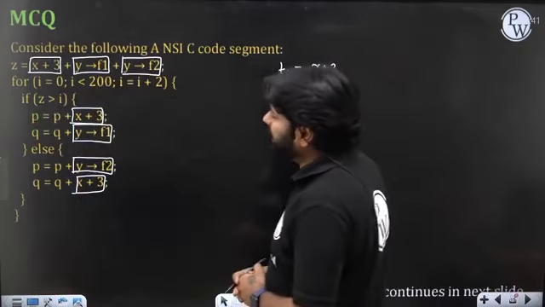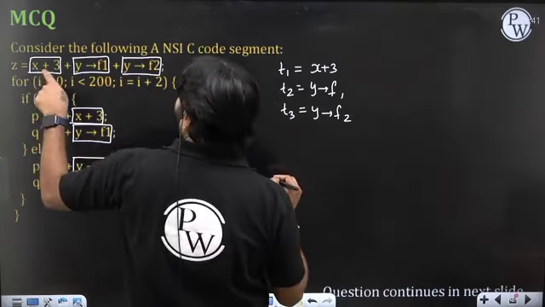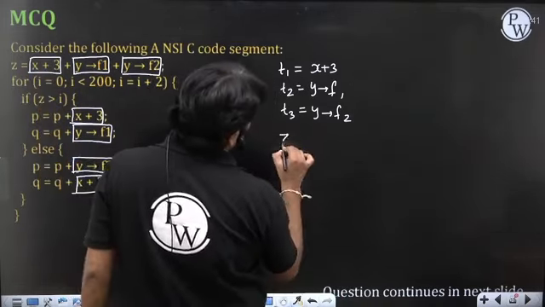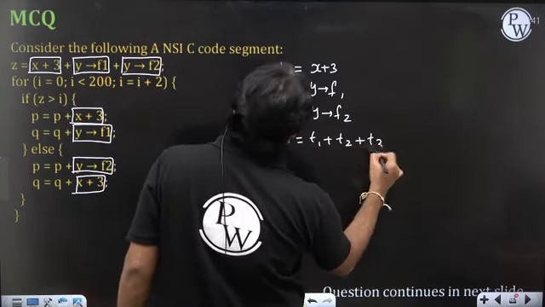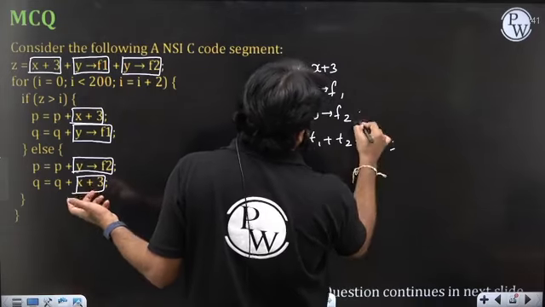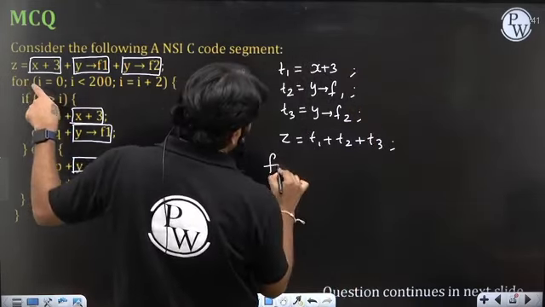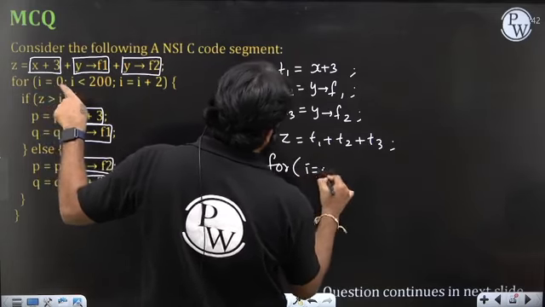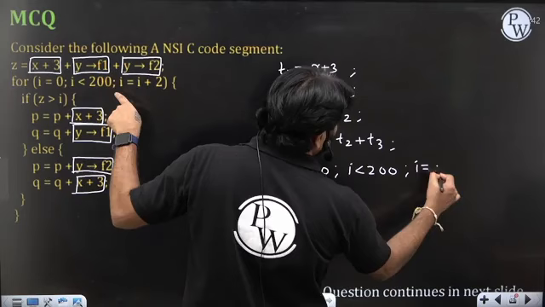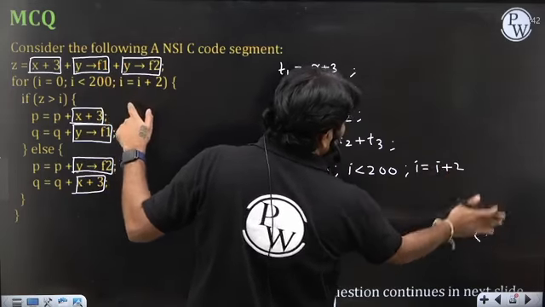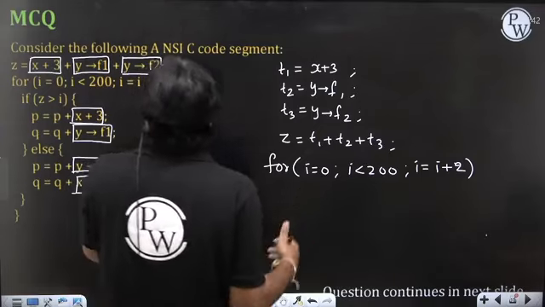Any other? No other, right? That's it. Now z you need to compute: t1 plus t2 plus t3, semicolon. Of course, you can keep it if you want to write C code again. Now for i equal 0, i less than 200, and then i equal to i plus 2. You cannot minimize this, because i plus 2 is not computed before, every time you need to compute it.